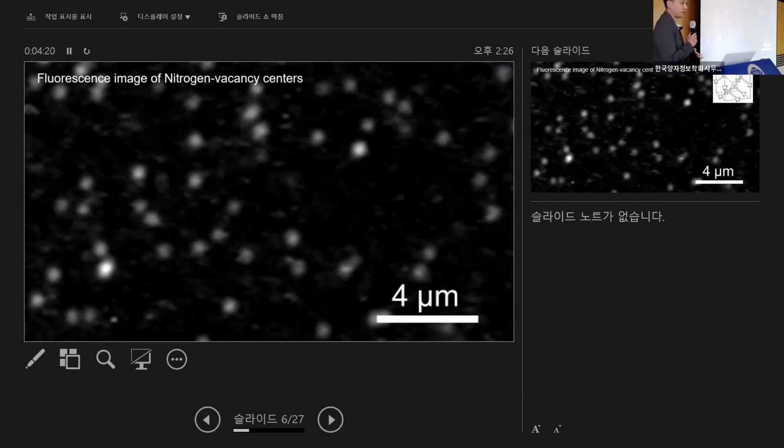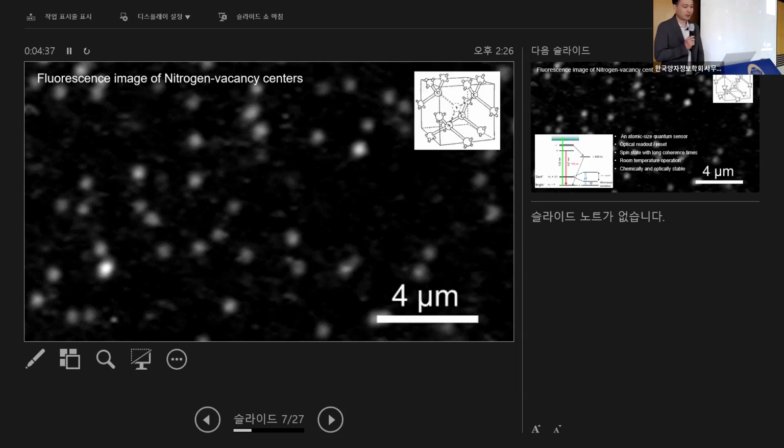So we are using the nitrogen vacancy center in diamond for nano-MRI. This background image shows you a typical luminescence image we have. So we can use this to locate each NV center. The NV center is a point defect consisting of a substitutional nitrogen atom with a vacancy in its neighboring lattice site.